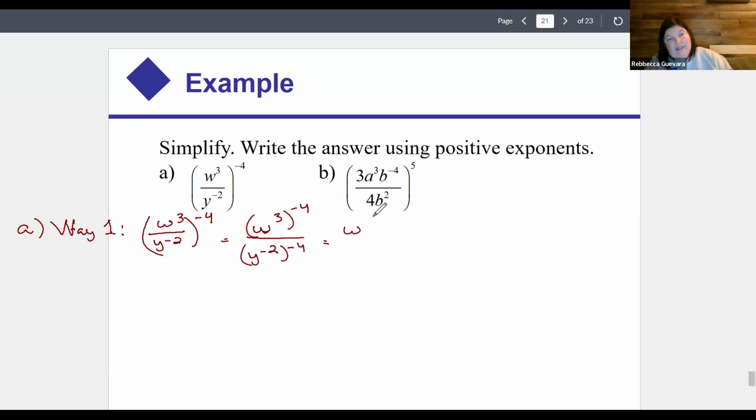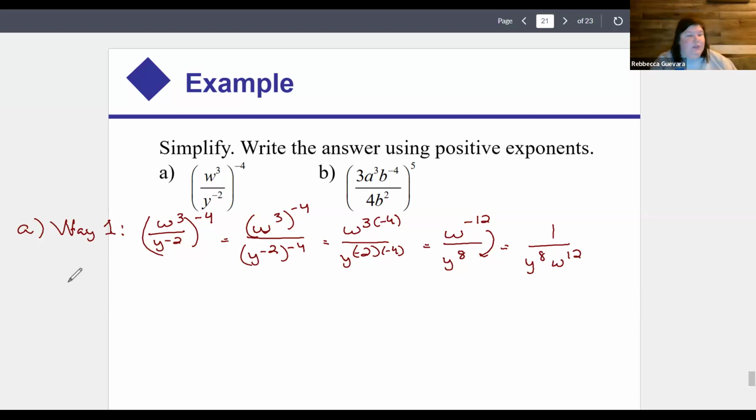So this is w to the power of 3 times negative 4, and then this is y to the power of negative 2 times negative 4. So this is w to the power of negative 12, and this is y to the power of positive 8. I'm going to bring this down here now. So we end up with 1 over y to the 8, w to the 12.